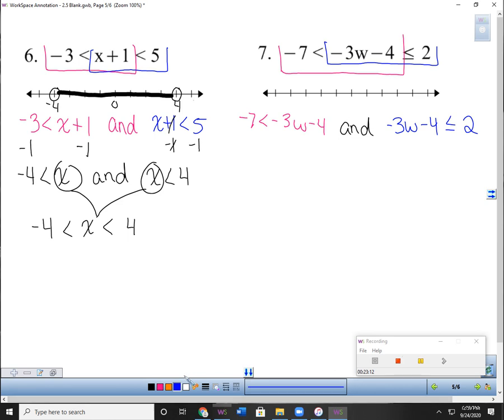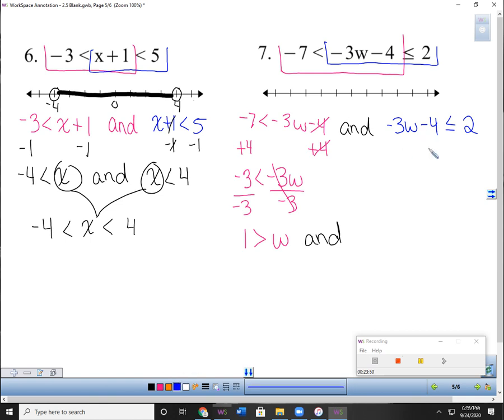Now, you just solve your two equations. So over here on the left, I'm going to add my 4. Negative 7 plus 4 gives me negative 3 is less than negative 3w. Divide by negative 3, and when you divide by negative 3, you're going to have to make sure that you flip this, so this would be 1 is greater than w. Then you've got your and. Remember with the and, I'll let you leave it right there because it's not going to hurt anything.